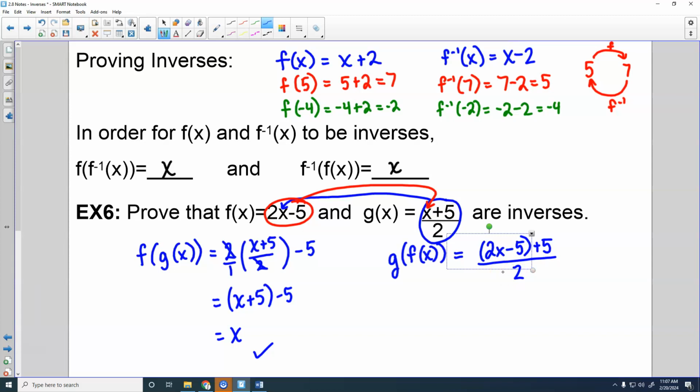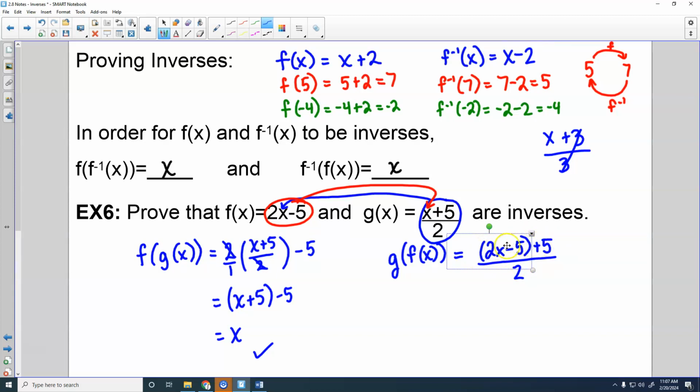Not the 2's, it's the 5's. So the 2's, like if I have something like x plus 3 over 3, I cannot cancel those 3's because I've got things that are added or subtracted there. So I can't cancel these 2's yet because of the 5's that are added or subtracted.